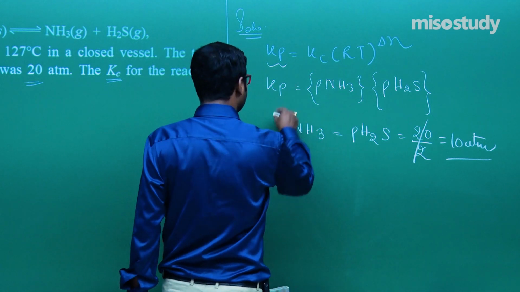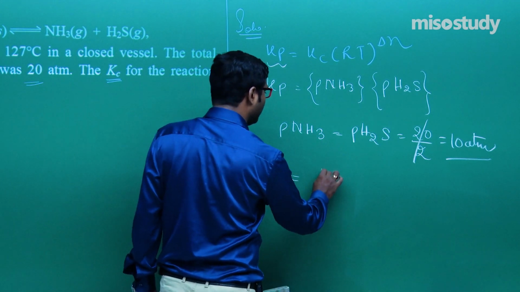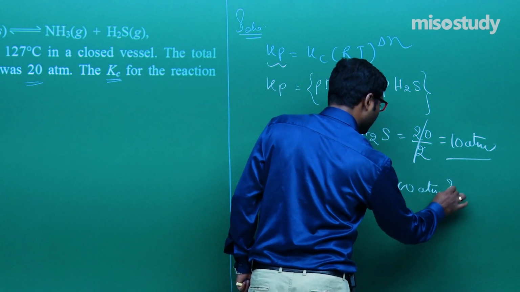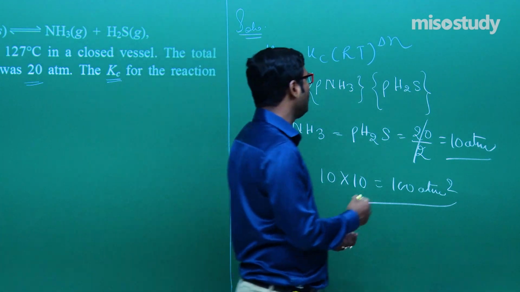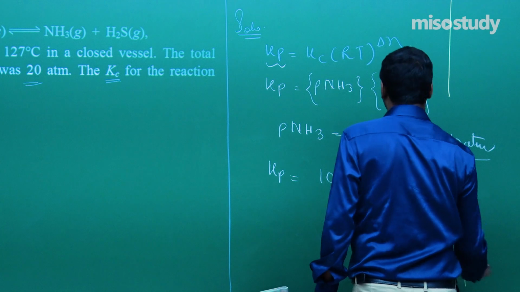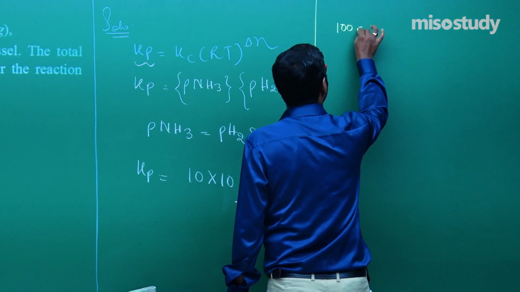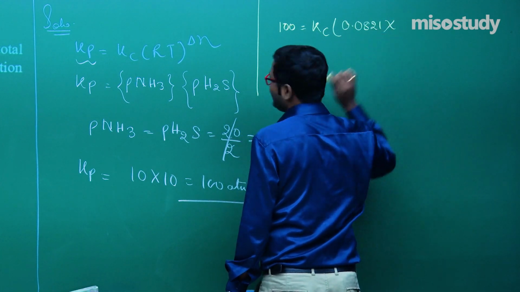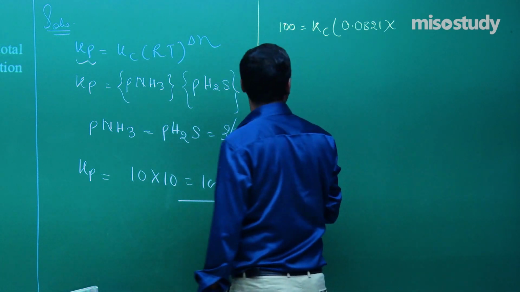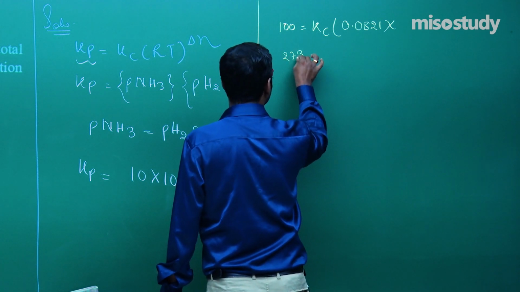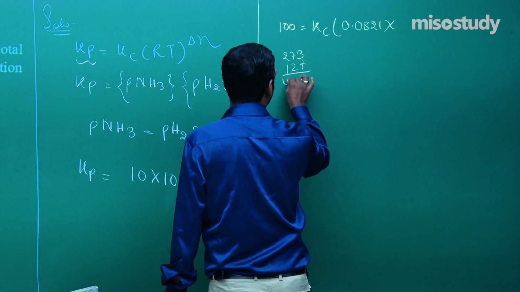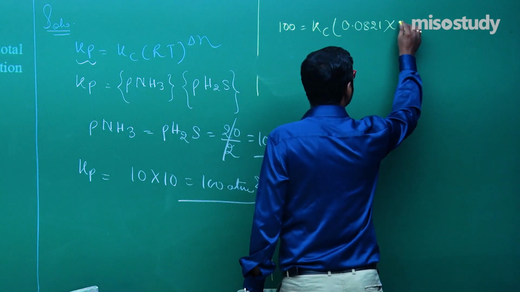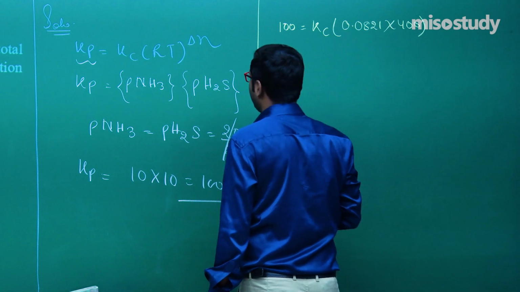Clear? Now put this value, then Kp, what will happen? Kp is equal to 10 into 10, that is equal to 100 atm square. Clear, friends? This is a simple expression. Now let's move here and write down the expression. Kp, that is 100, is equal to Kc. What is the value of R? 0.0821, and the temperature given is, tell me, 127. 127 plus 273, that is 400. Clear? Now put this value here, that is 0.0821 into 400 to the power delta n.